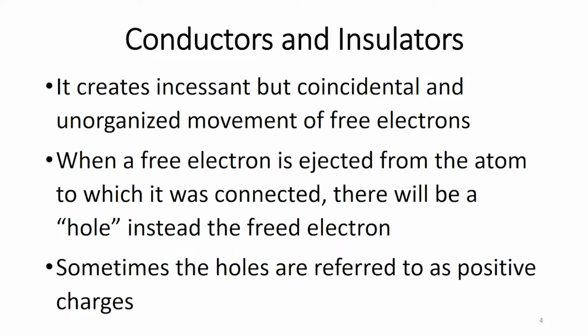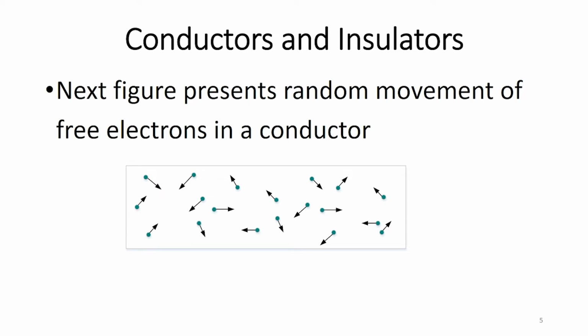It creates an incessant but coincidental and unorganized movement of free electrons. When a free electron is ejected from the atom to which it was connected, there will be a hole in place of the freed electron. Sometimes the holes are referred to as positive charges. The next figure presents the random movement of free electrons in a conductor. We can see that each electron is moving in a different direction in an unorganized movement.